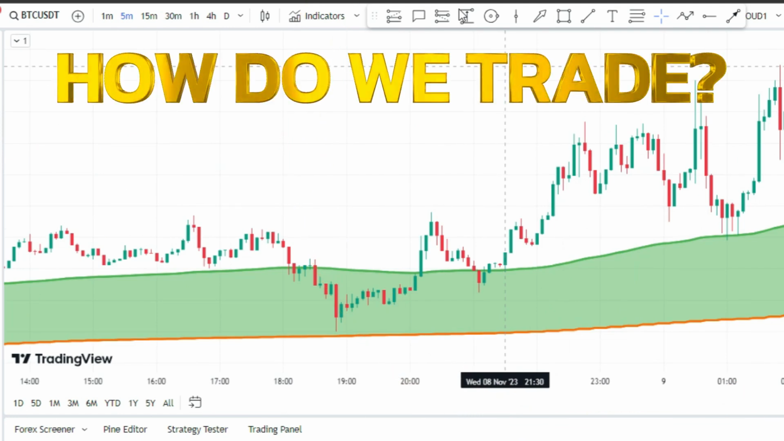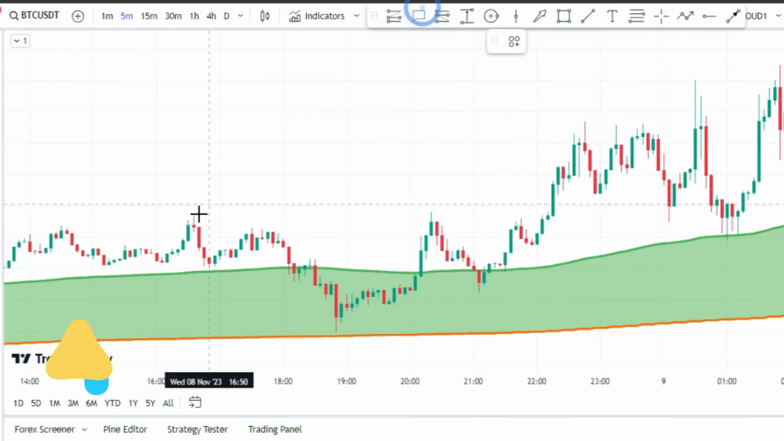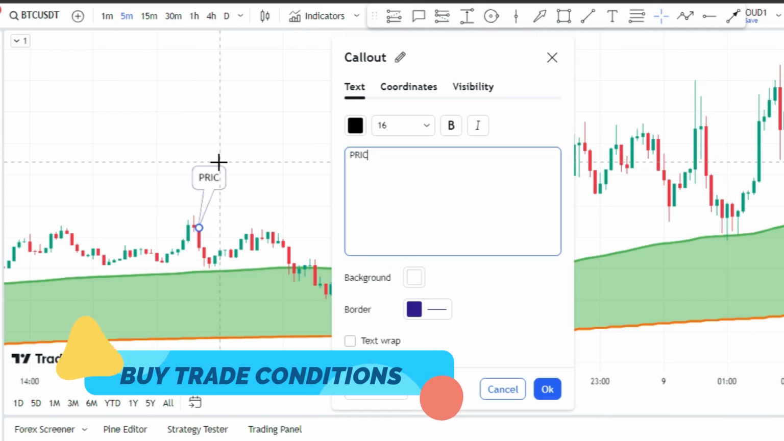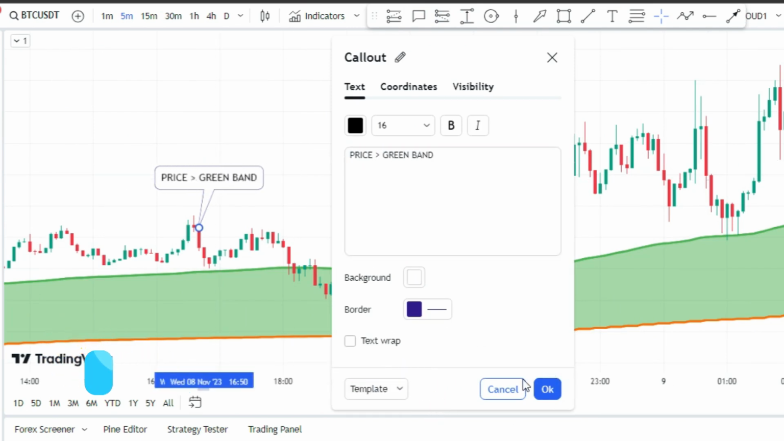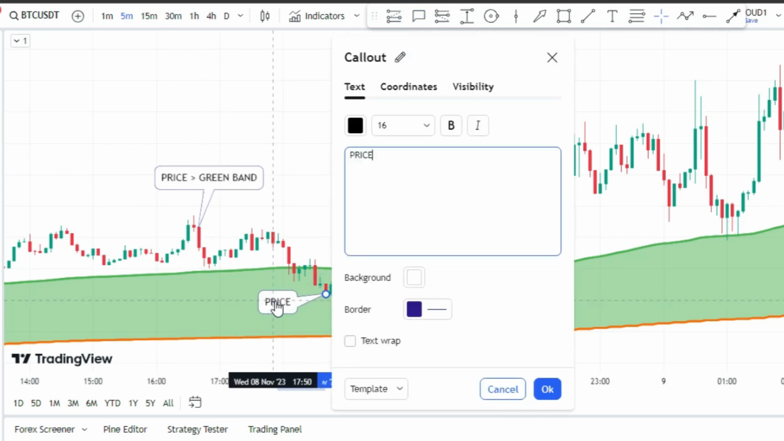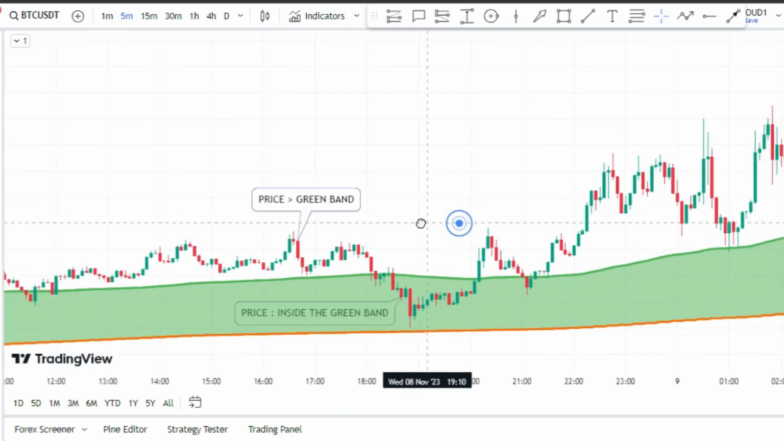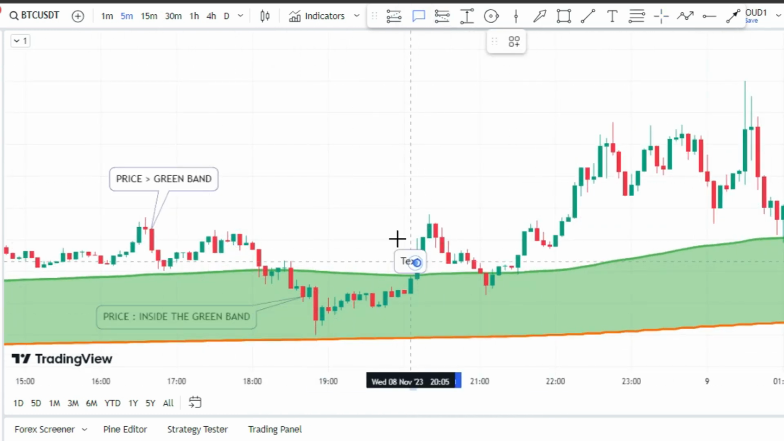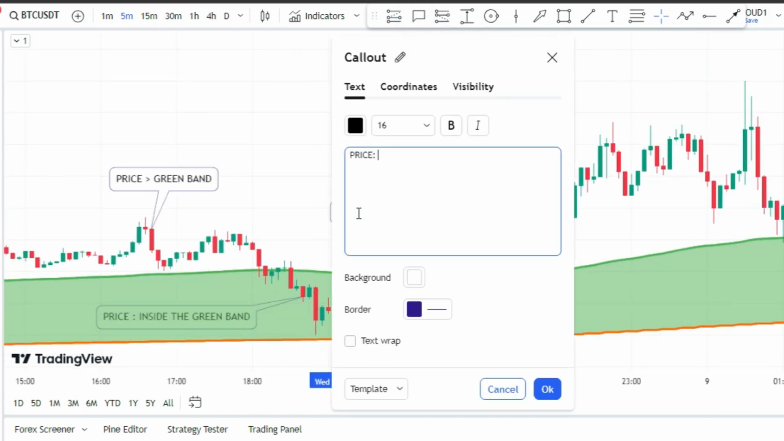So, how do we trade with this indicator? Well, for a buy trade, we need an upward trend. Then, we wait for the price to pull back into the green ribbon. Once the price exits the green ribbon, that's our buy signal.